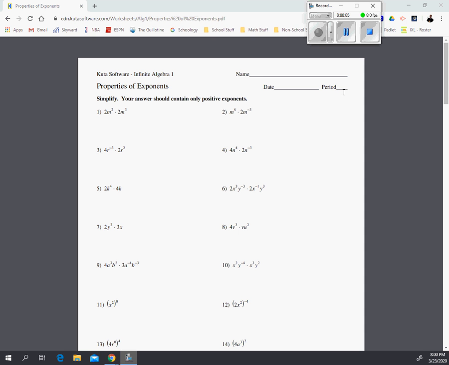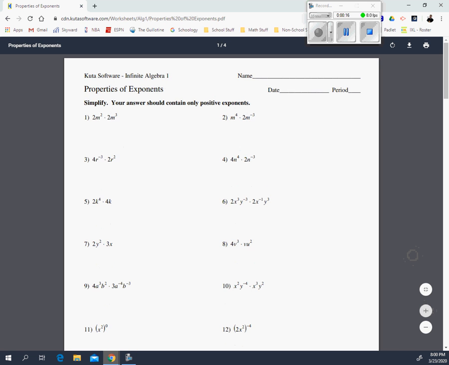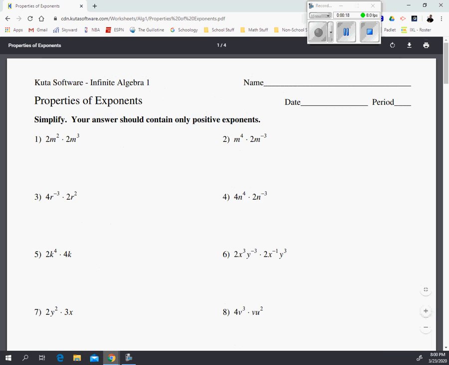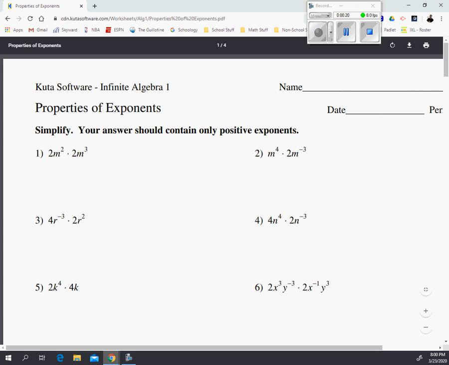I just want to help you get a little bit more practice with these properties of exponents from 6.1. So I brought up a worksheet that I'm just going to zoom in on and solve a bunch of problems for you. Each one of these just says simplify, so we'll solve the answers together.